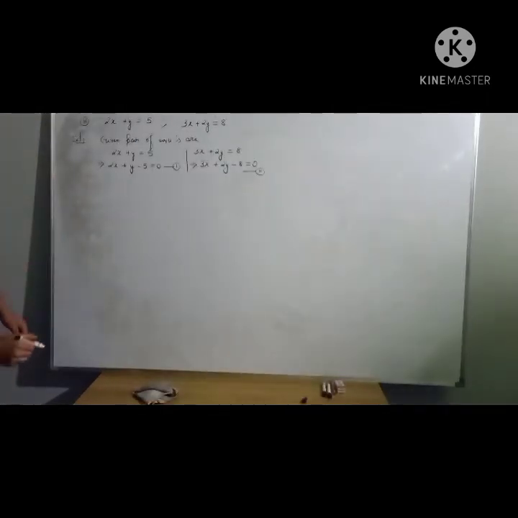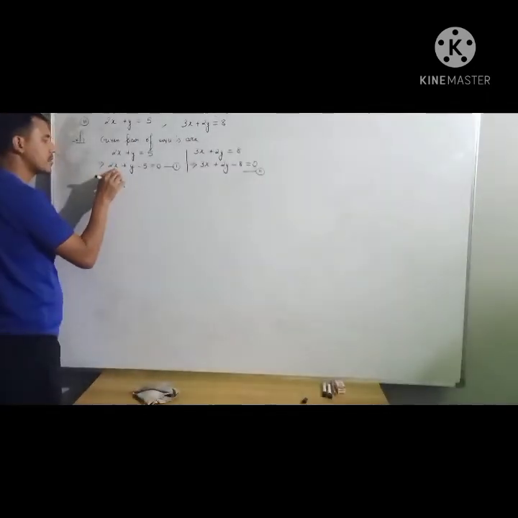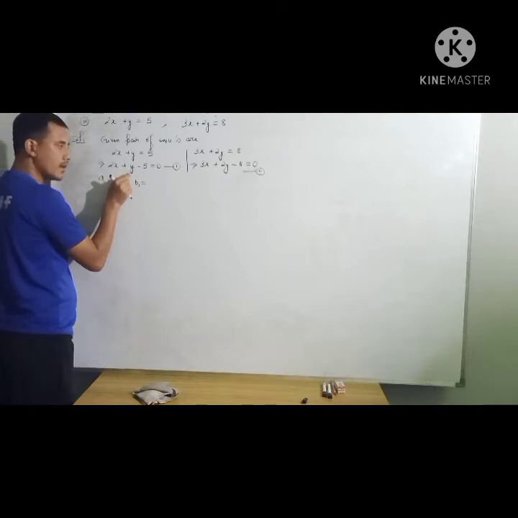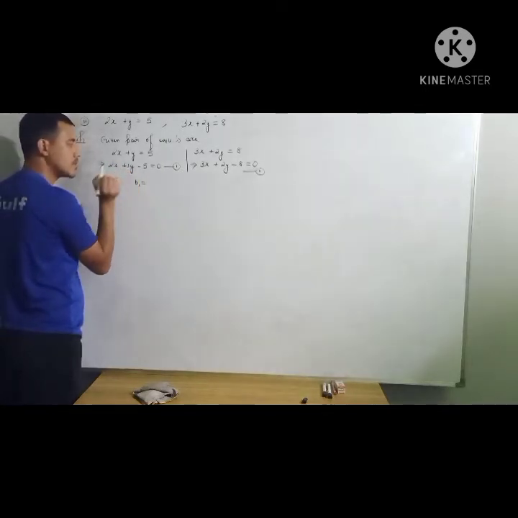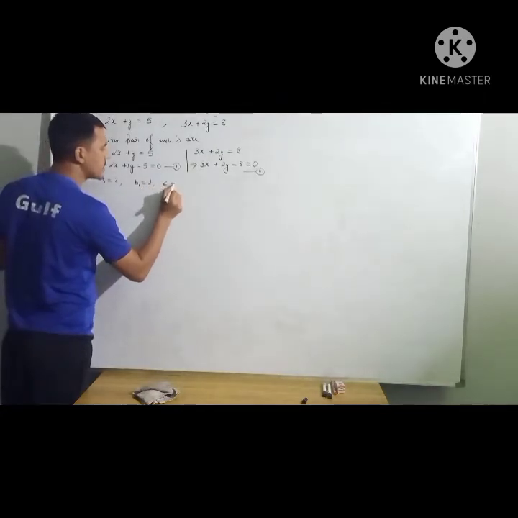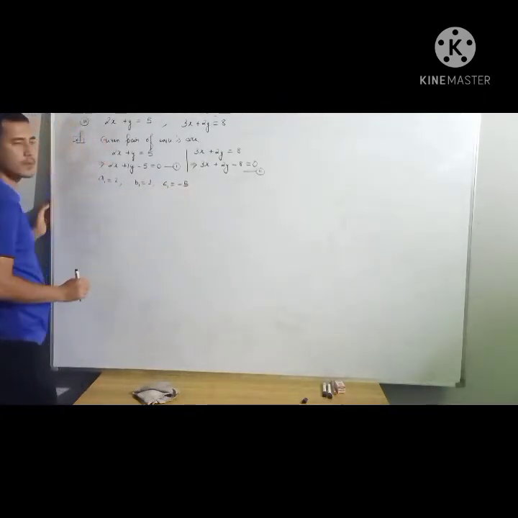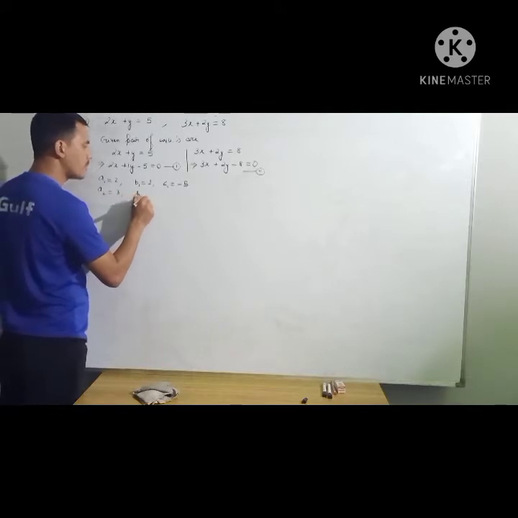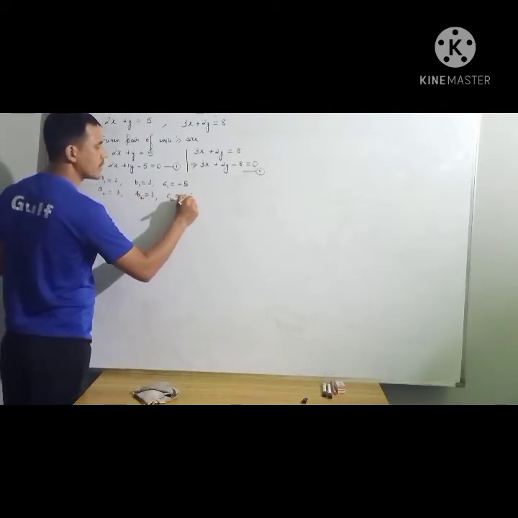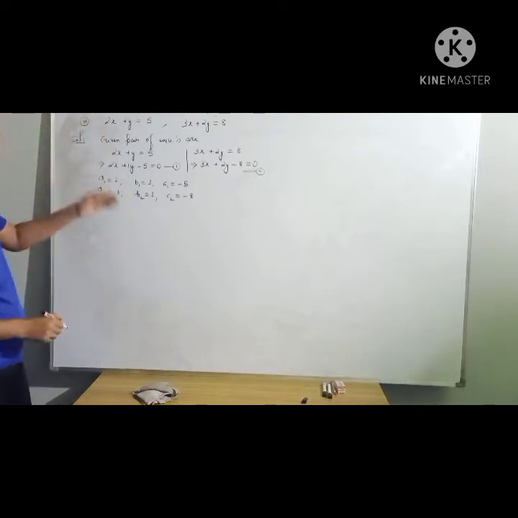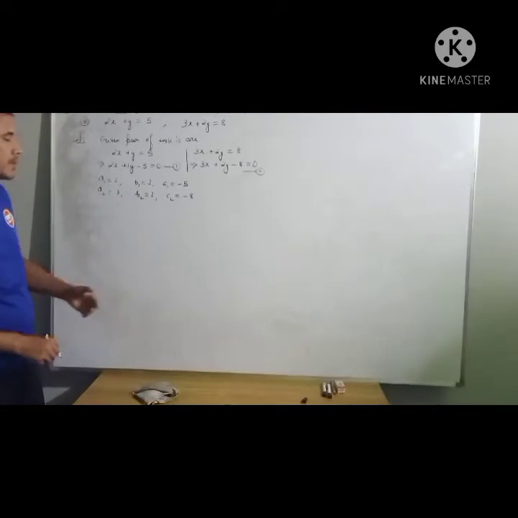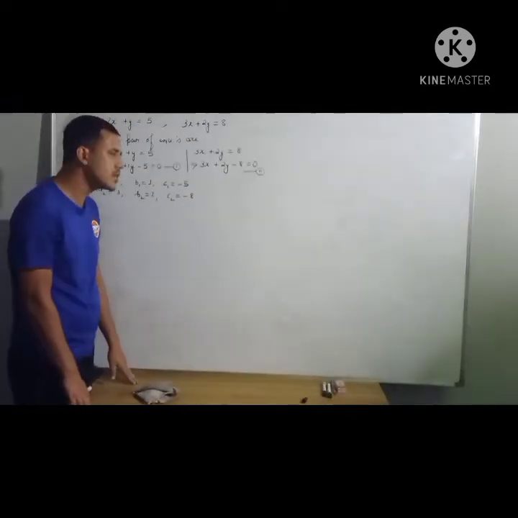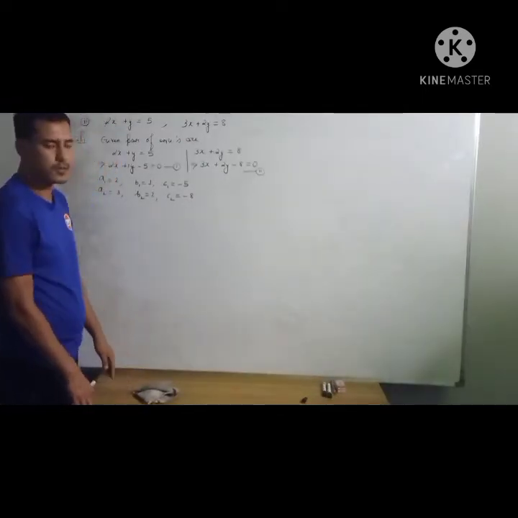Now we compare the ratios. Your a1, coefficient of x, is 2. For b1, we have only y, which means its coefficient is 1, so b1 is 1, and the constant term is -5. That is from the first equation. From the second equation, coefficient of x a2 is 3, coefficient of y b2 is 2, the constant term c2 is -8. Now we compare the ratios of a1/a2, b1/b2, c1/c2. Accordingly we will determine what kind of solution the given pair of equations has. In case there is a unique solution, we will solve it by the method of cross multiplication.